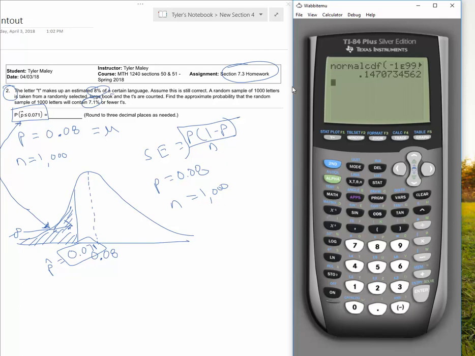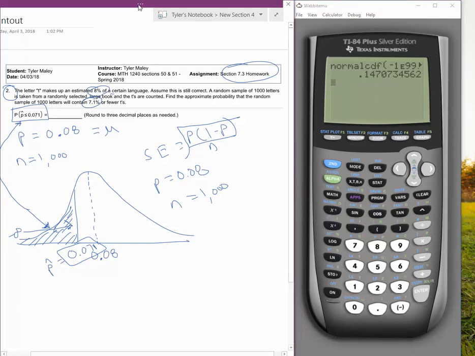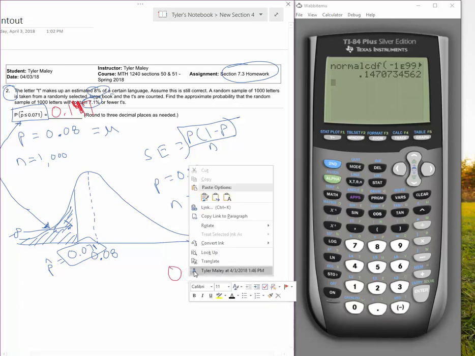We're supposed to round to 3 decimal places. So we would have 0.147, right? So about 14.7%, right? So 0.147.